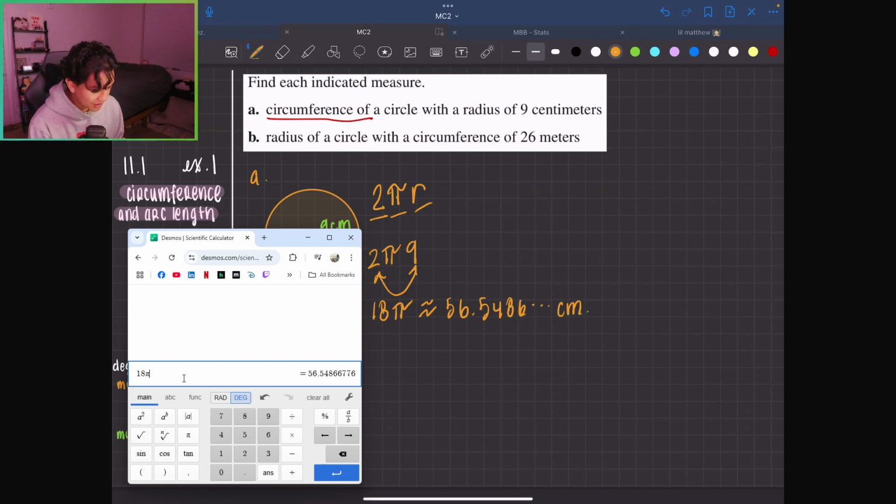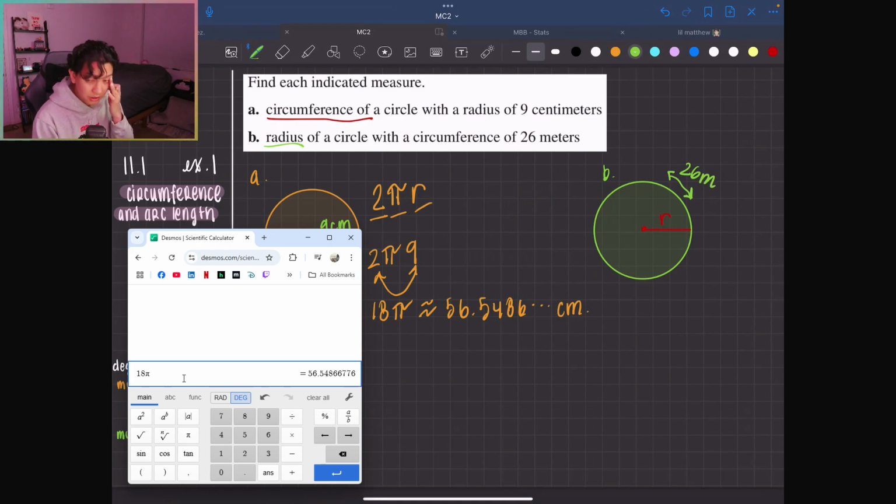Radius of a circle with a circumference of 26 meters. Okay, so the radius of a circle. If I wanted to draw this out, we have a super cool circle. And we want to find the radius, so we want to find r over here. And it has a circumference of 26 meters. So we know that around the circle is going to be 26 meters.